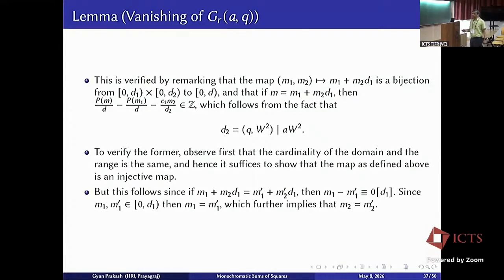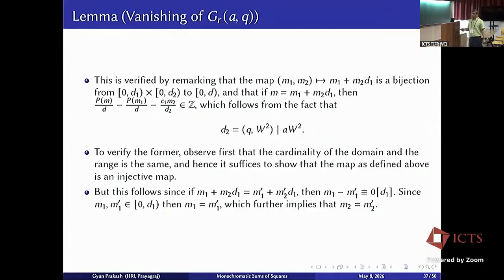So now this is proved by this map M1, M2 to M1 plus M2 D1. This is a bijection from [0, D1) cross [0, D2) to [0, D). For showing this, since I am showing a bijection, I have to prove two things. One thing is that this maps inside this. This map maps to [0, D1), [0, D2) inside this, but that is easy to show.